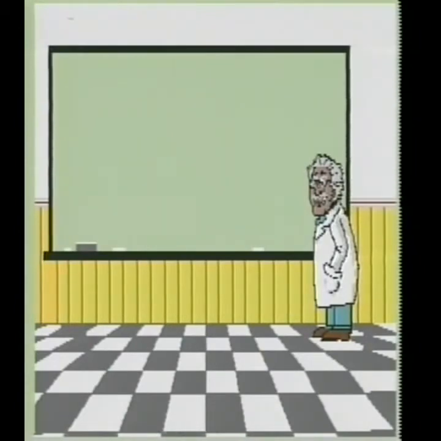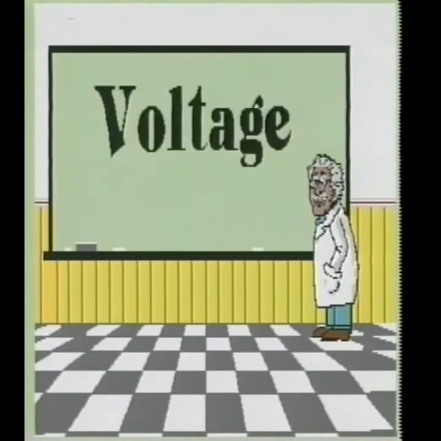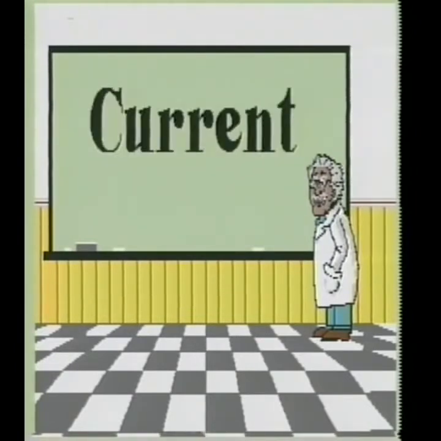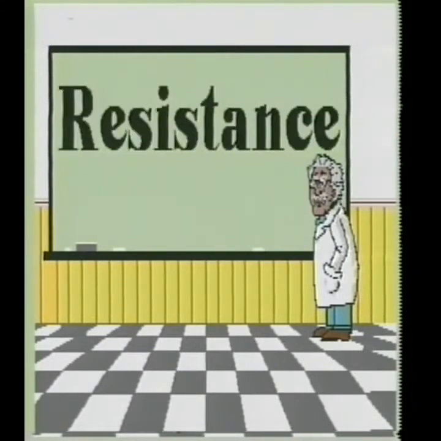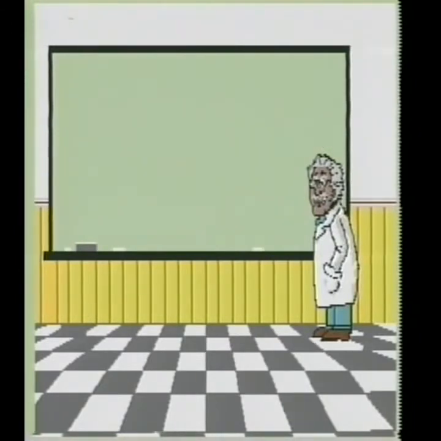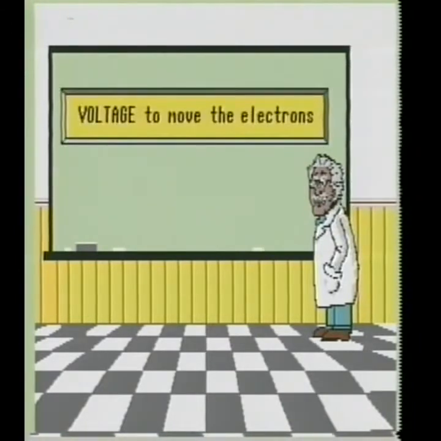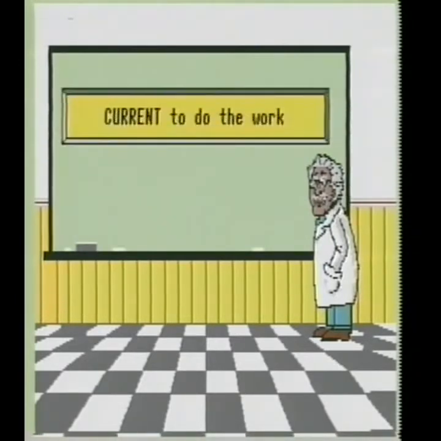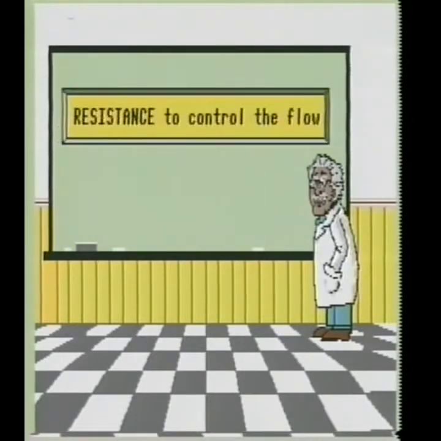This program on direct current will cover such material as voltage, which is the pressure that moves the current in a circuit, current, which is the actual electron flow in the circuit, and resistance, which limits and controls the electron flow. As you shall see, for any circuit to function properly, it must have voltage to move the electrons, current to do the work, and resistance to control the current flow within the circuit.